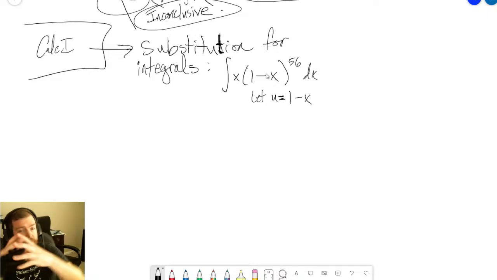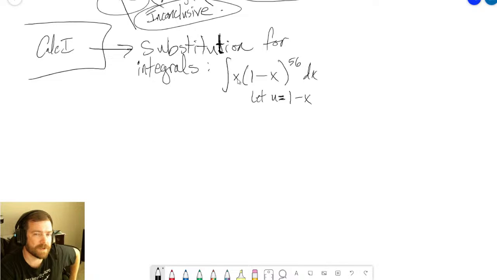And instead of multiplying this all out, as much as I do love Pascal's triangle, this is going to be a nightmare to try to do with the 56th degree. You're going to have 57 terms going across. So yeah, let's not do that.